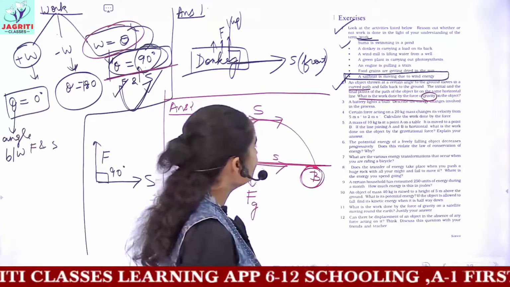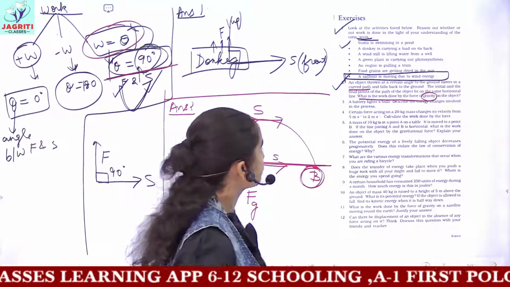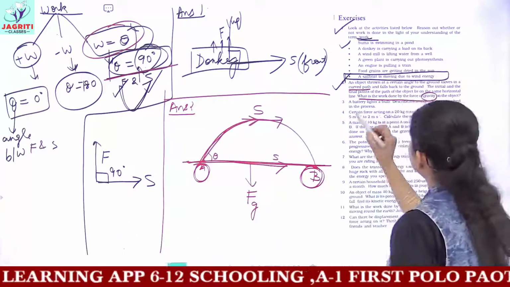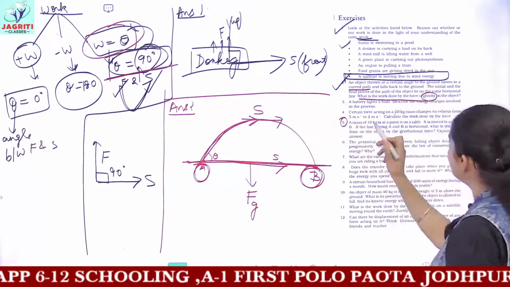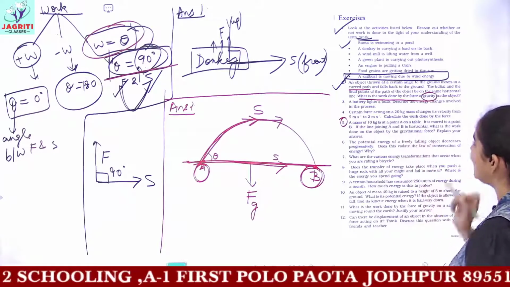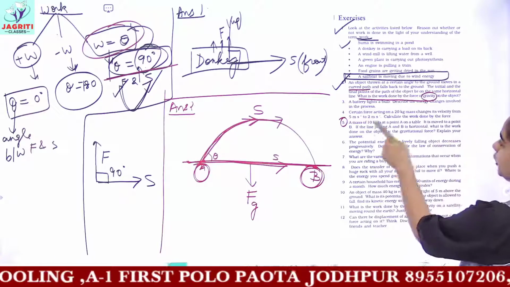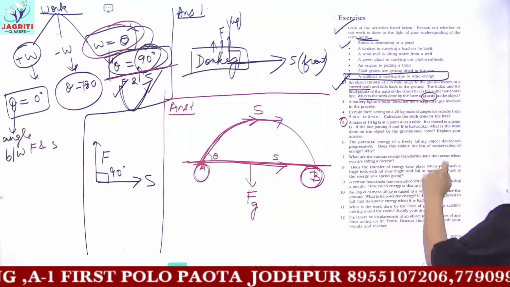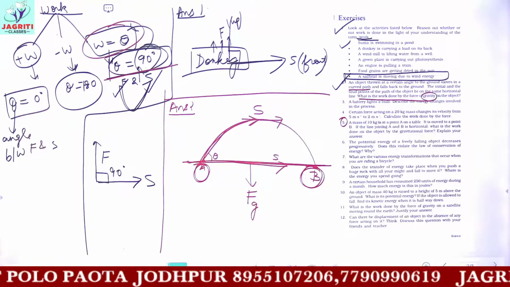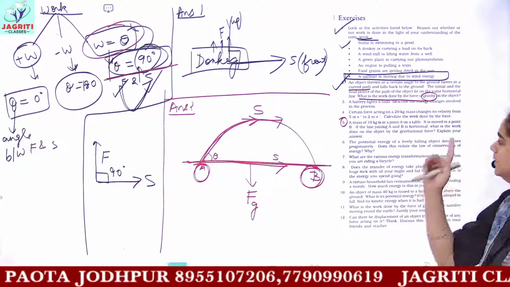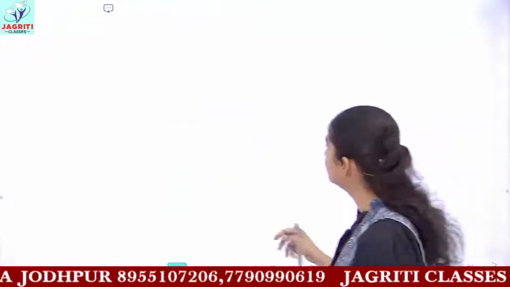Then you have the next question. Third and fourth are based on other concepts. The fifth question we'll be doing: a mass of 10 kg is at a point A on the table. It is moved to a point B. If the line joining the points A and B is horizontal, what is the work done on the object by gravity? This is again the same question.